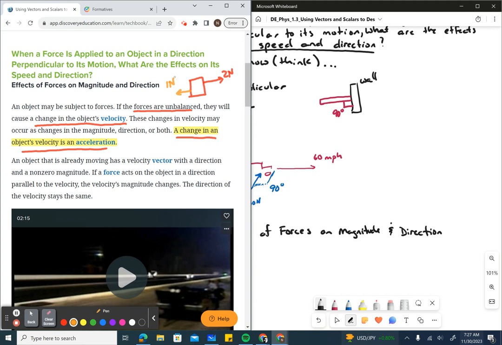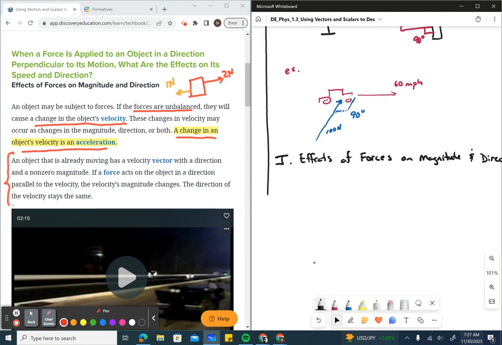An object that is already moving has a velocity vector with a direction and a non-zero magnitude. If a force acts on the object in a direction parallel to the velocity, the magnitude changes. The direction of the velocity stays the same. Okay, so the second paragraph offers us just a slightly different insight.